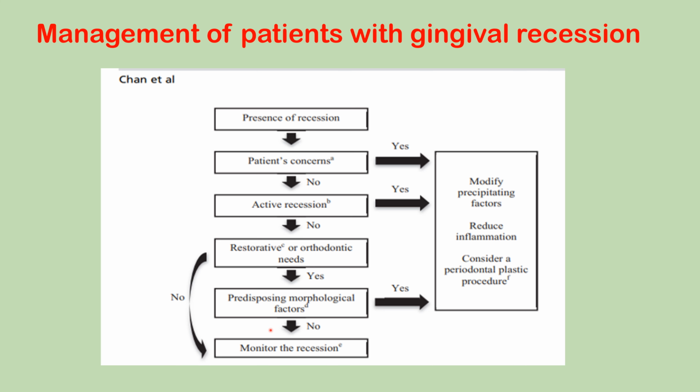But in case of presence of the patient's concern, presence of active recession, or if there are predisposing morphologic factors, then the first thing is we will modify the precipitating factor to reduce the inflammation, and after the inflammation reduces we will consider a periodontal plastic procedure like a free gingival graft or root coverage procedure.